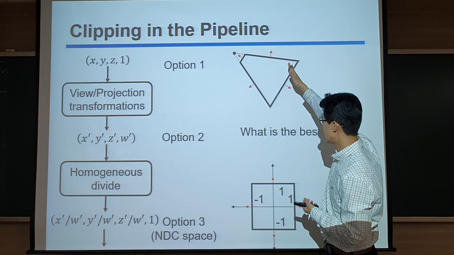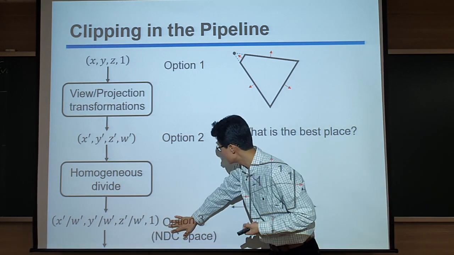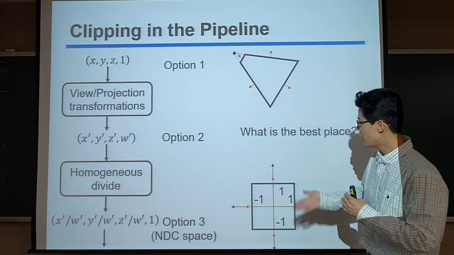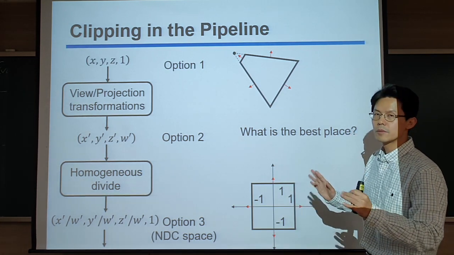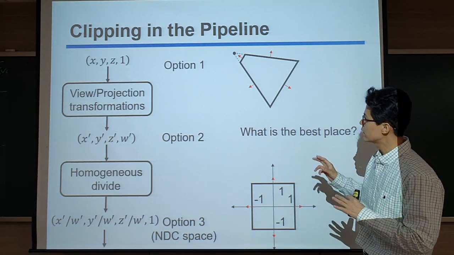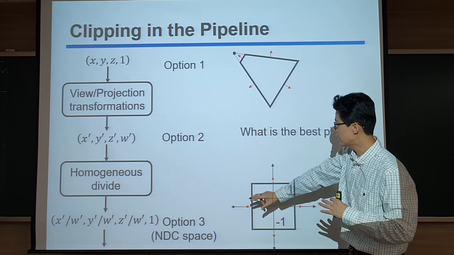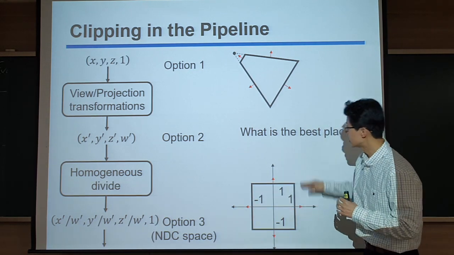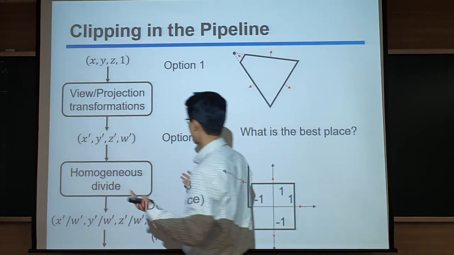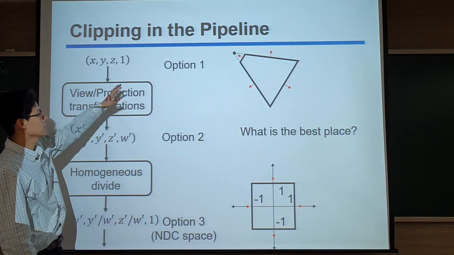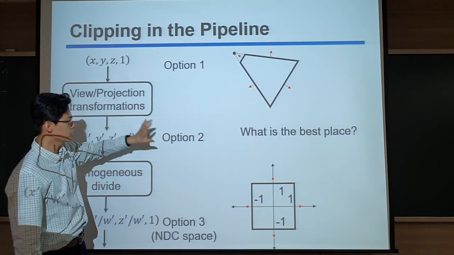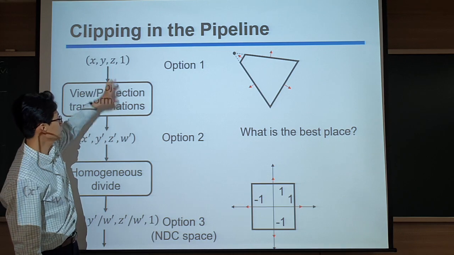Then if we do the homogeneous divide, which is a somewhat complicated transformation, mapping from here to the canonical space, our view volume looks like this. This one is mapped to there, right? So at a high level, there are three different places where we can do the clipping. Let's call them option 1, option 2, and option 3. There are three different coordinate spaces.